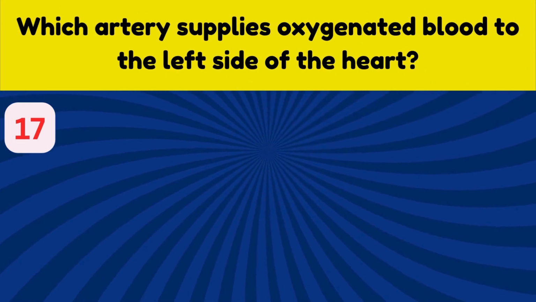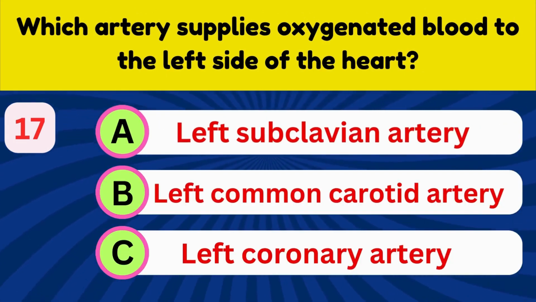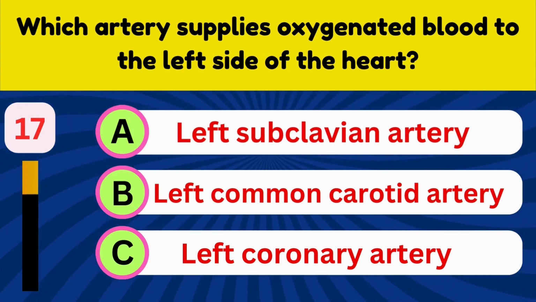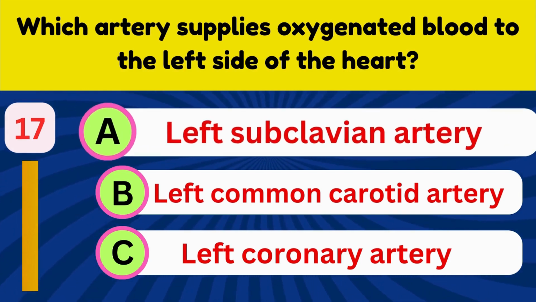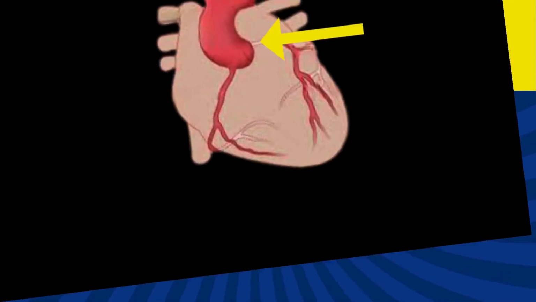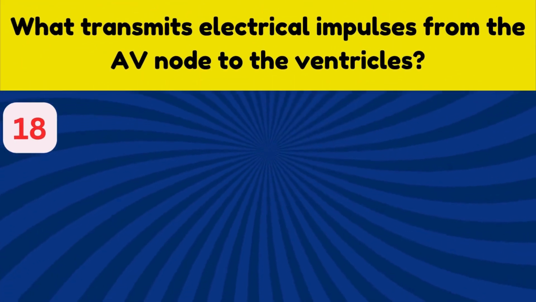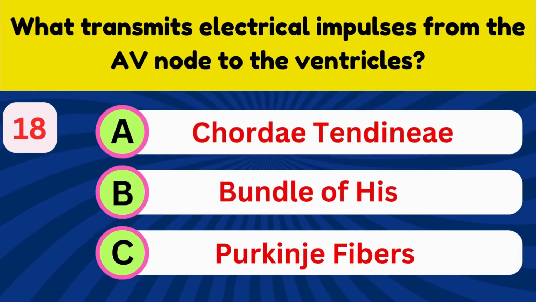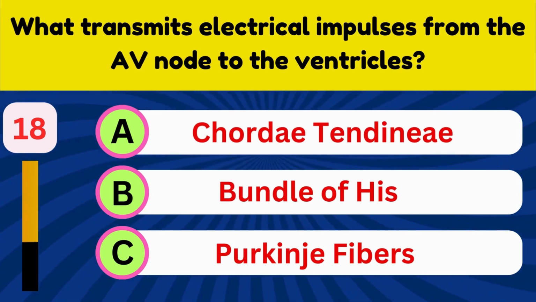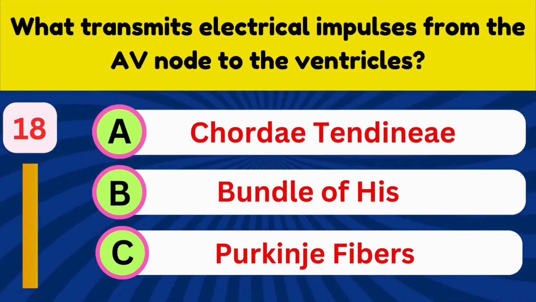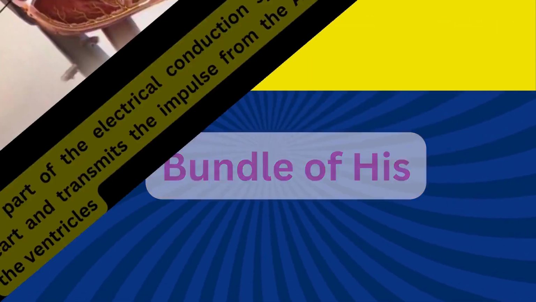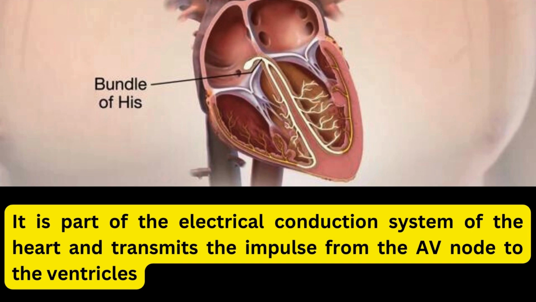Which artery supplies oxygenated blood to the left side of the heart? Left coronary artery. It is one of the main coronary arteries, originating from the ascending aorta. What transmits electrical impulses from the AV node to the ventricles? Bundle of His. It is part of the electrical conduction system of the heart and transmits the impulse from the AV node to the ventricles.